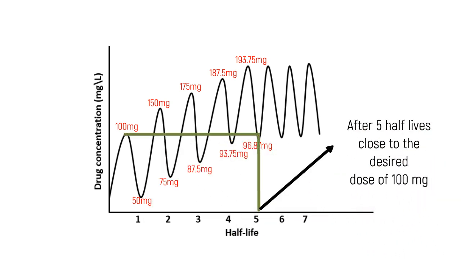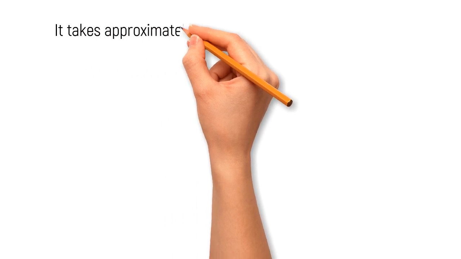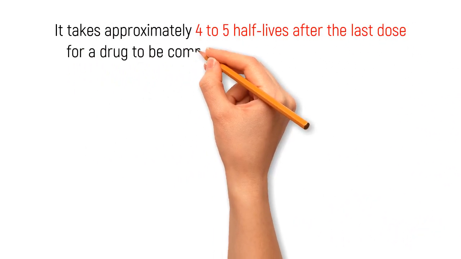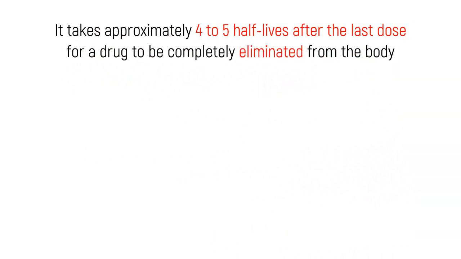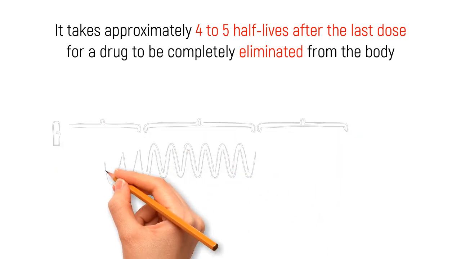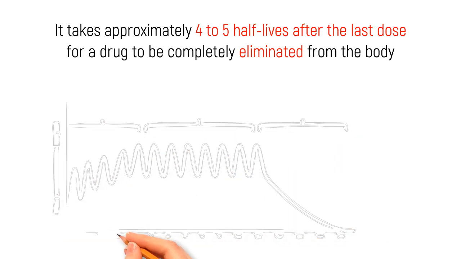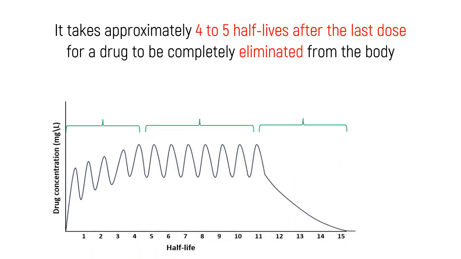The same principle applies to drug elimination. It takes approximately 4 to 5 half-lives after the last dose for a drug to be completely eliminated from the body. Many medical students often confuse this concept, mistakenly believing that simply multiplying the drug's half-life by 2 will give them the total time required for the drug to be fully cleared from the body.